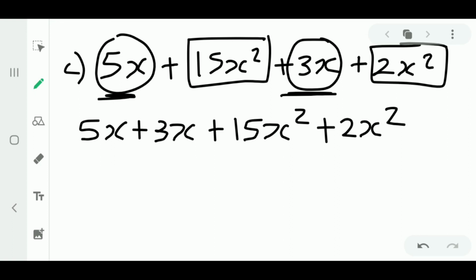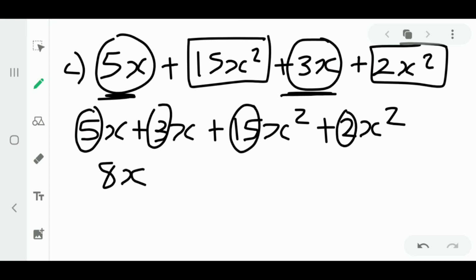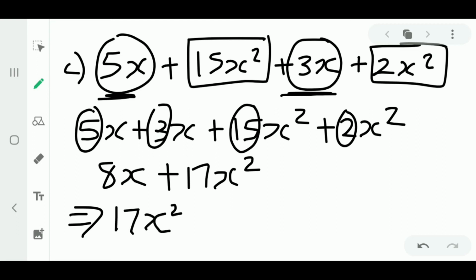So what we do now, same thing. We look at the coefficients. 5 plus 3 gives you 8x. 15 plus 2 gives you 17x squared. However, when we're given questions like these, we usually write the numbers with the highest power at the front. So this is basically 17x squared plus 8x. Let's say we have another question.